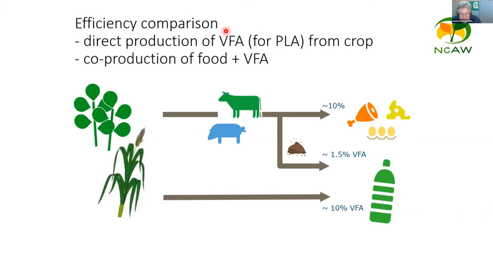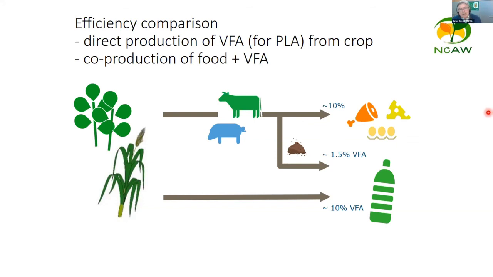This is a slide explaining exactly that producing VFA from the side stream prevents 15% of agricultural land use. So it's very, very interesting. It's not only externalities, but also land use that we spare in the future.